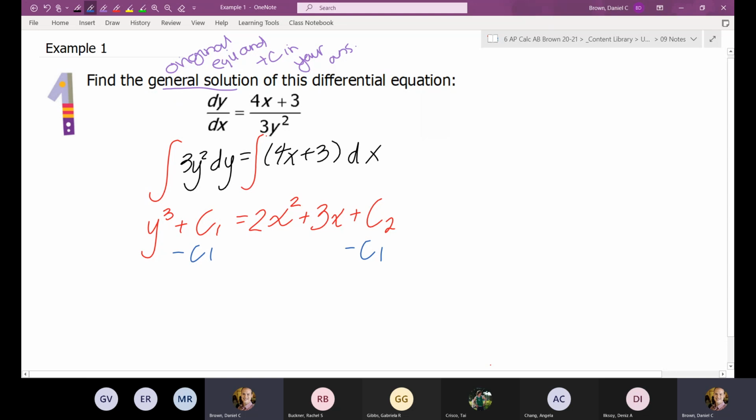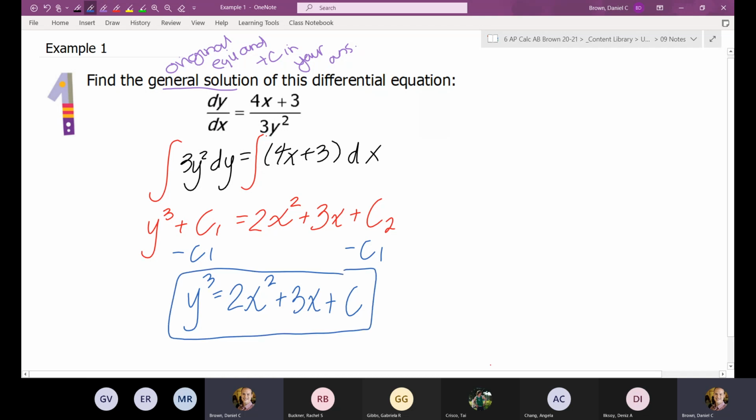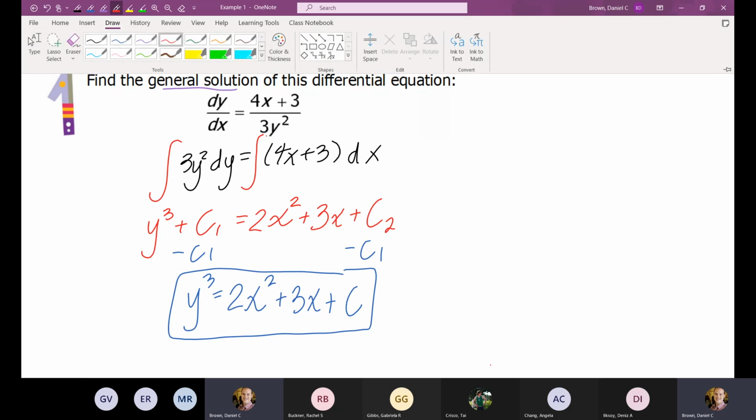Well, if c2 is some constant, c1 is another constant, what's some random number minus another random number? It's not 0, it's just another number, right? So we have y cubed is equal to, and we're just going to write it as 2x squared plus 3x, and that's where I'm going to use the single c. That would be my final answer, and I can stop there at that point because it just asks for a general solution.